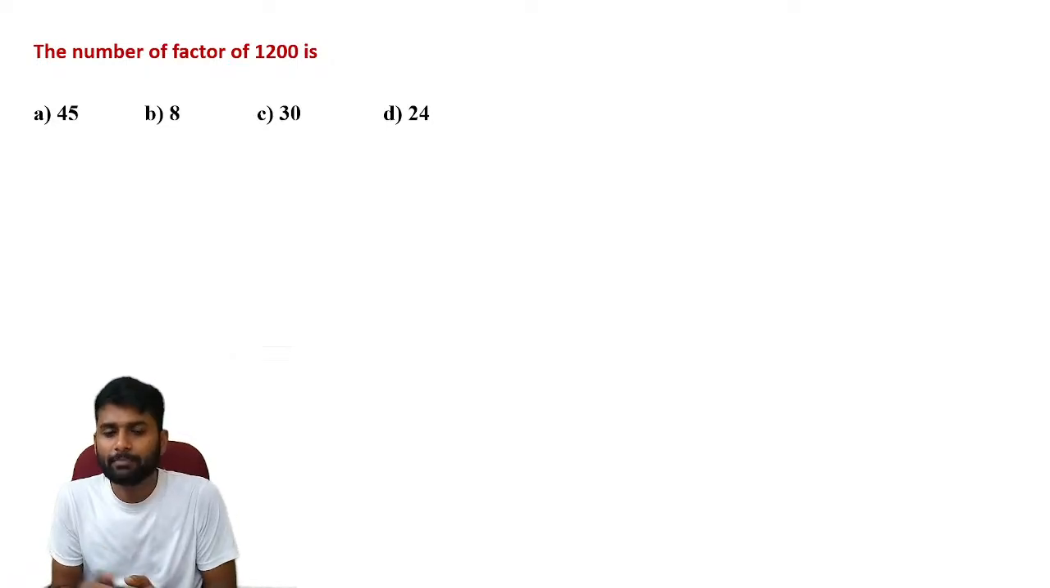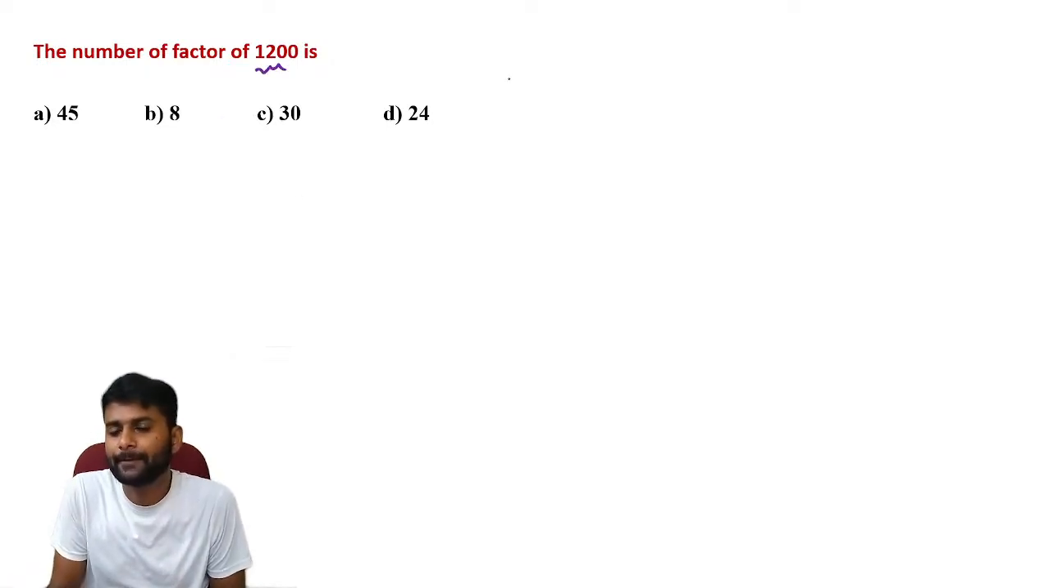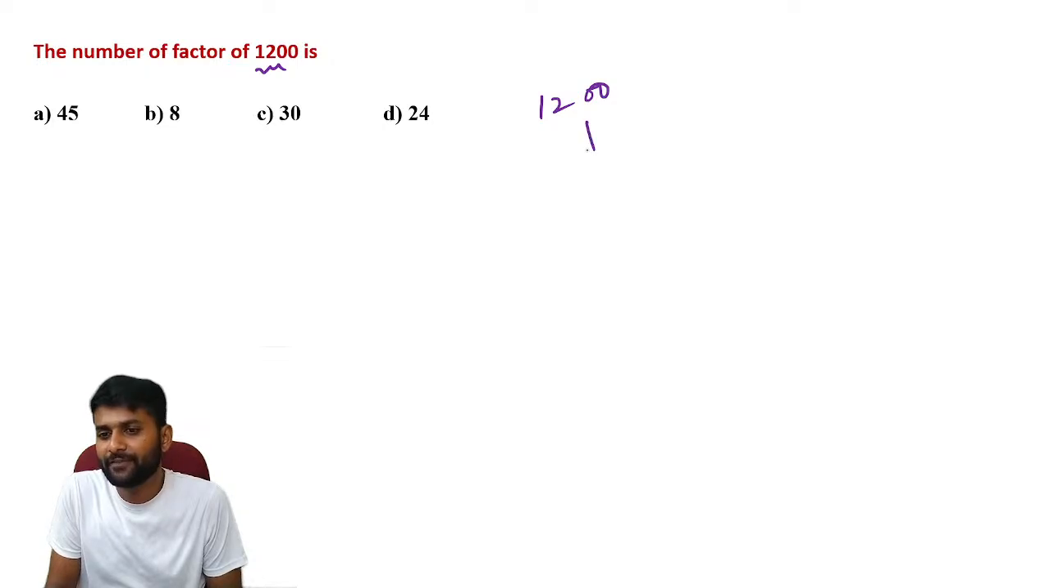Now see this question, number of factors of 1200. See, identify the prime factors here. So 12 can be taken as 2 square into 3. Here we have 100. 100 is all about 2 square into 5 square.